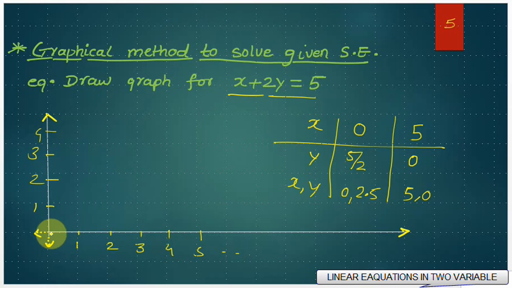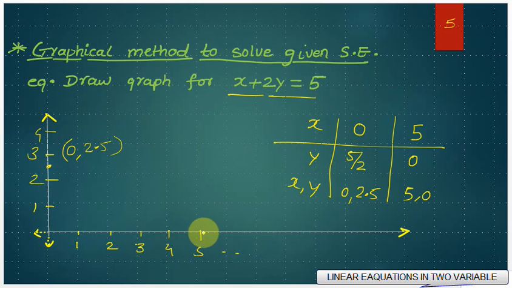Now how to draw this point here? For (0, 2.5), take the x-axis distance as 0, so the point will be on the origin line, and take 2.5 on the y-axis. So this is 1, 2 and 2.5. The point will be on this spot. So this is (0, 2.5). This point. Now (5, 0).